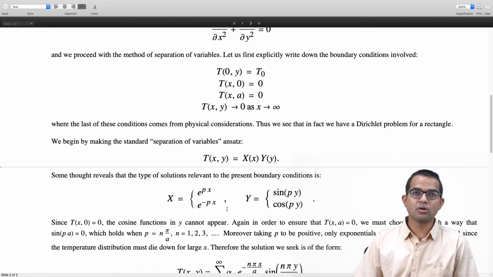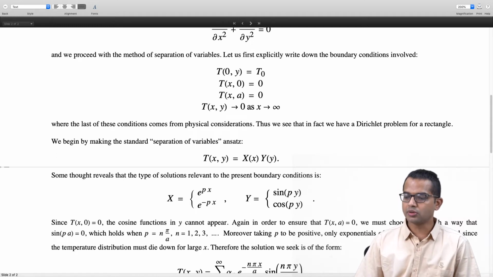I mean, there is an overall constant that you're anyway allowed to put in, and so therefore you don't have to consider the negative value. So we have n taking all positive values, and only exponentials of the type e to the minus px will count. So e to the plus px is going to blow up at plus infinity, which is unphysical.